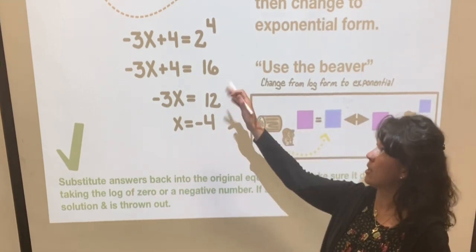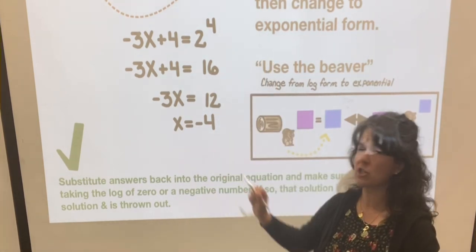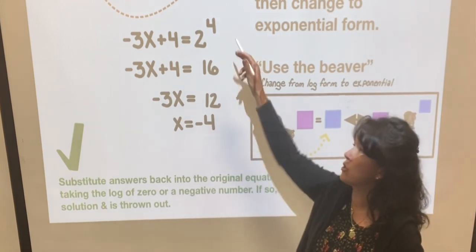So single log, the 2 tunnels under, we've changed to exponential form, finish solving algebraically, and always check your answer.